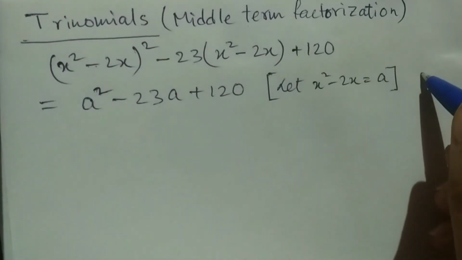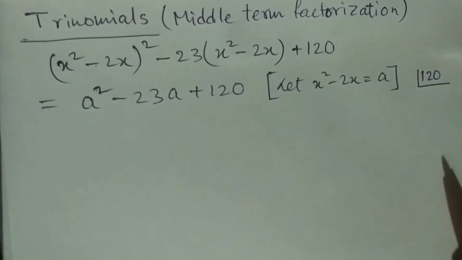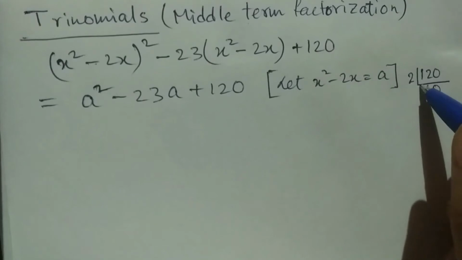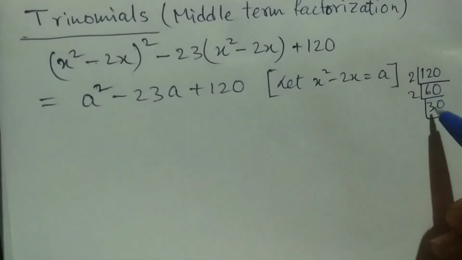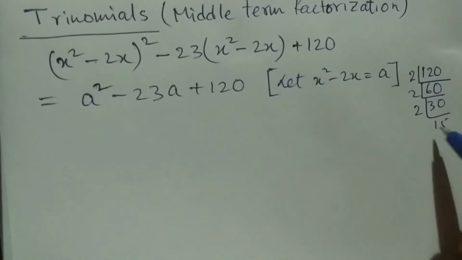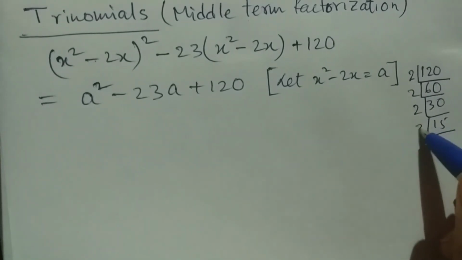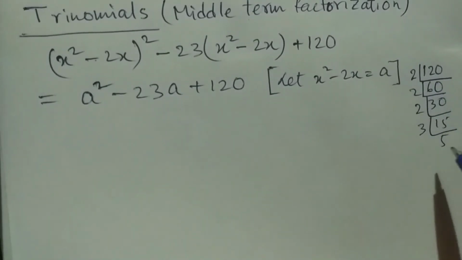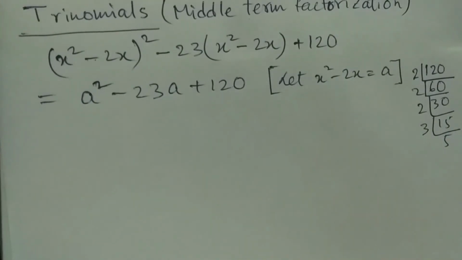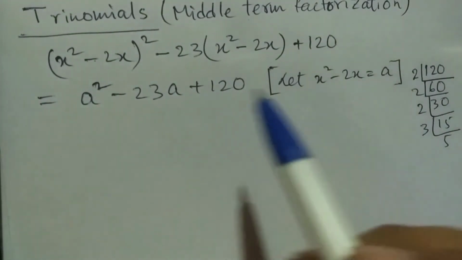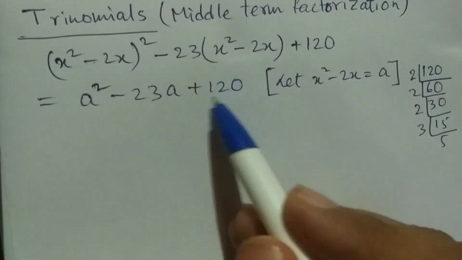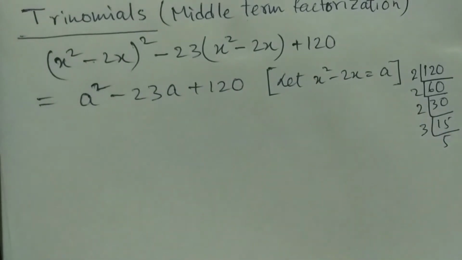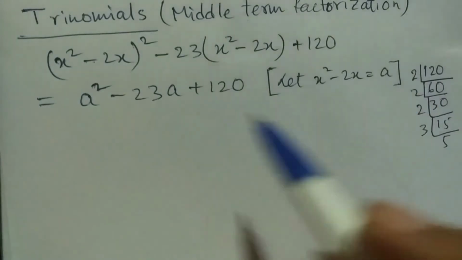If we factor 120, we can do it by 2 first. 2 6s are 12, 2 0s are 0. Now again 2 3s are 6, 2 0s are 0. Again 2 15s are 30. Now 3 5s are 15. Now you see 2 into 2 into 2 into 3 into 5 means 120. Now we have to prepare 2 terms so that we will add them to get 23. Why add? Because this is the middle term, and before it there is a sign that needs us to add those 2 terms, so that we will get 23.